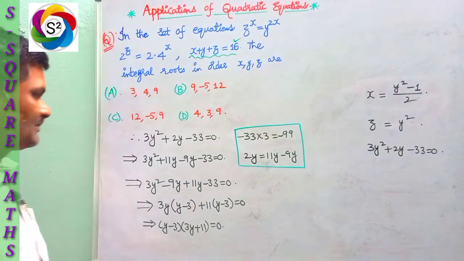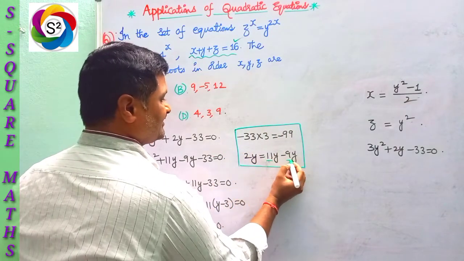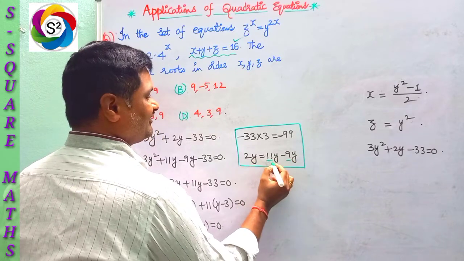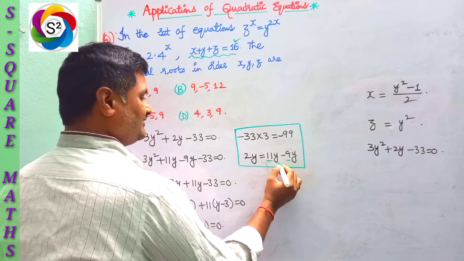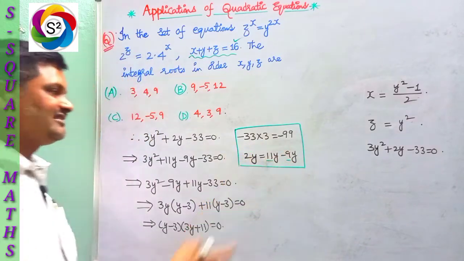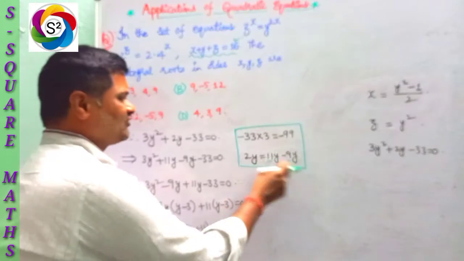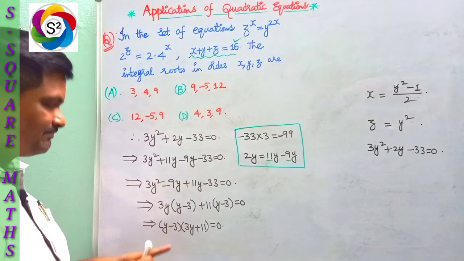This part is most important, the factorization. Here 11 minus 9 is 2, and 11y minus 9y is 2y, and 11 into minus 9 is minus 99.